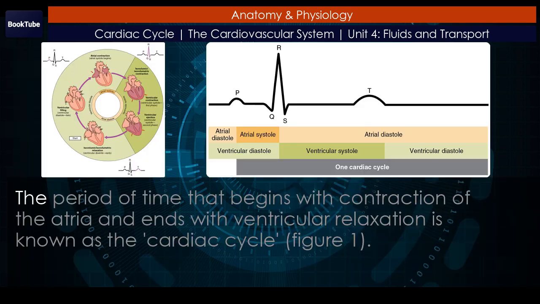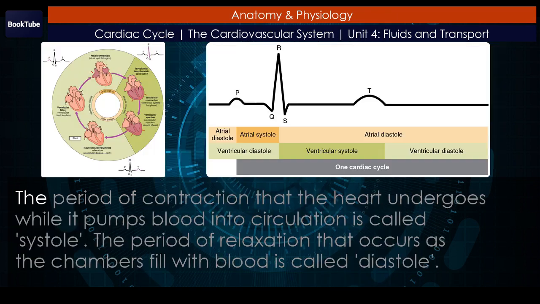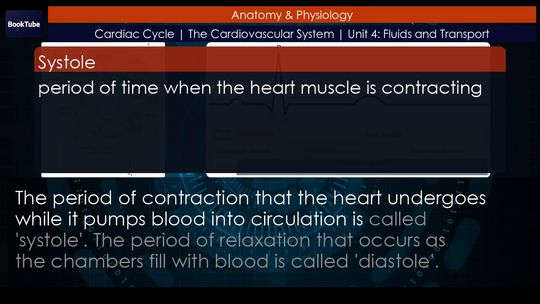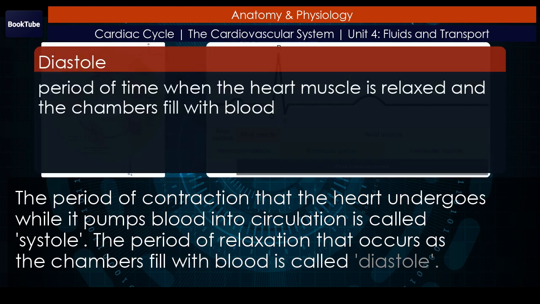Cardiac cycle. The period of time that begins with contraction of the atria and ends with ventricular relaxation is known as the cardiac cycle. Figure 1. The period of contraction that the heart undergoes while it pumps blood into circulation is called systole. The period of relaxation that occurs as the chambers fill with blood is called diastole.